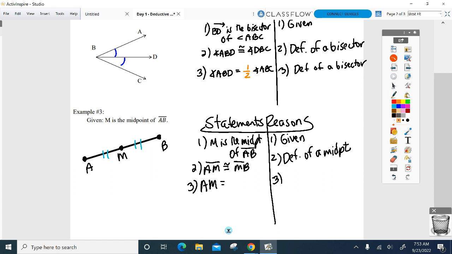Who's got 4? I want to do something similar to what I did above, but instead of using bisector, I'm using midpoint. So AM is what of AB? 1/2. Yep. And now I should have mentioned this above. I could also put an MB and it still means the same, right? Definition of a midpoint.